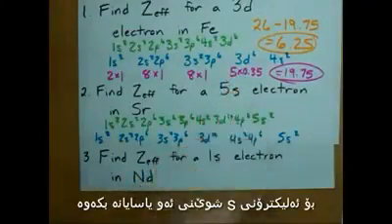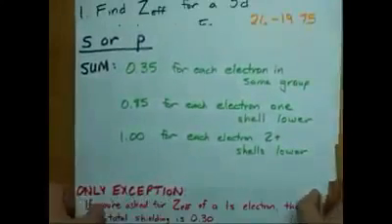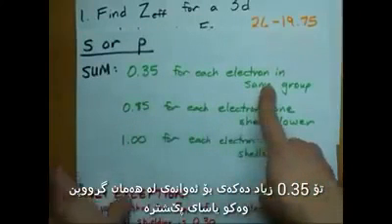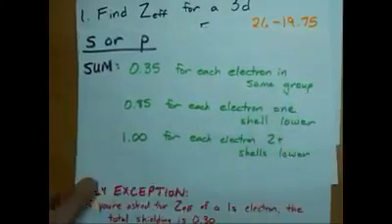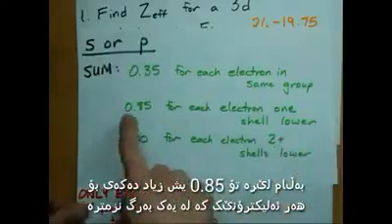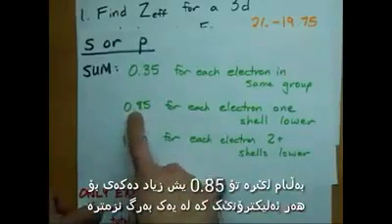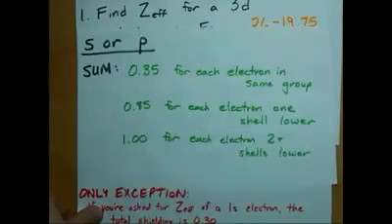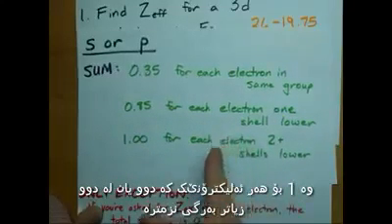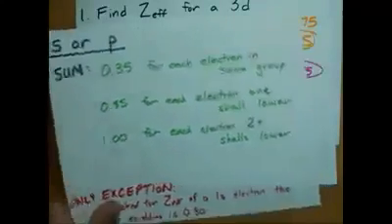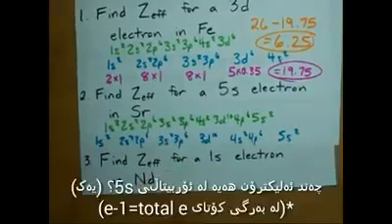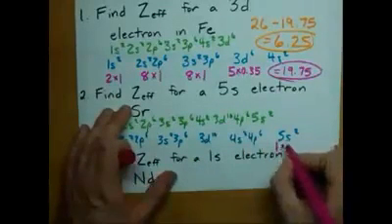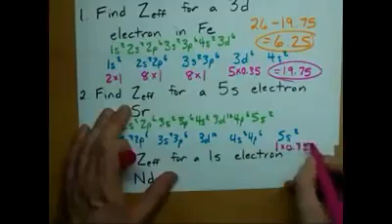For an s electron, you follow these rules. You add up 0.35 for each electron in the same group. Same rule as before. But here, you're also going to add up 0.85 for each electron one shell lower than the one you're talking about, and 1 for every electron 2 or more shells lower. Here's what I mean. How many other electrons are in the 5s orbital? 1. So we deduct 0.35 for that.